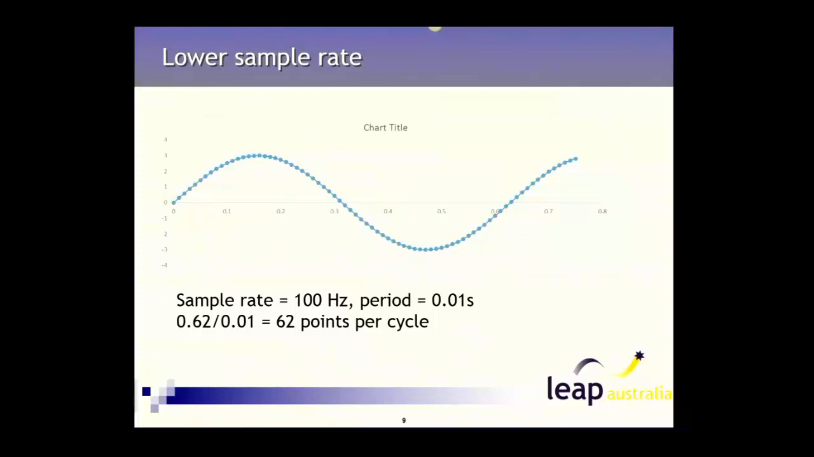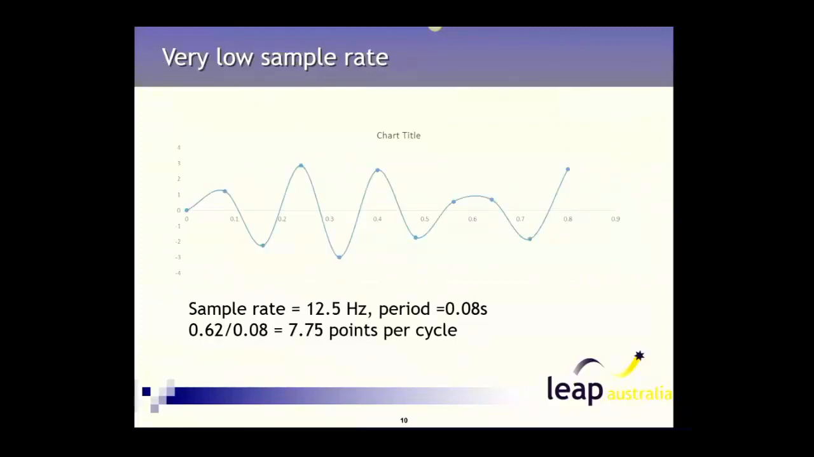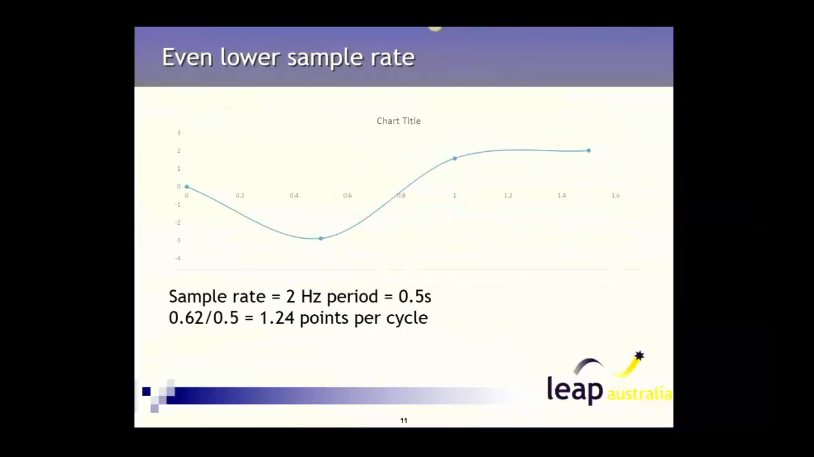Okay, so if we lower our sampling frequency lower than our 20 points per cycle, so here we've got just under 8 points per cycle. Does that look like a sine wave anymore? No, so that means that your response isn't going to be captured accurately anymore. Okay, so if we go lower again, this looks nowhere near a sine wave.